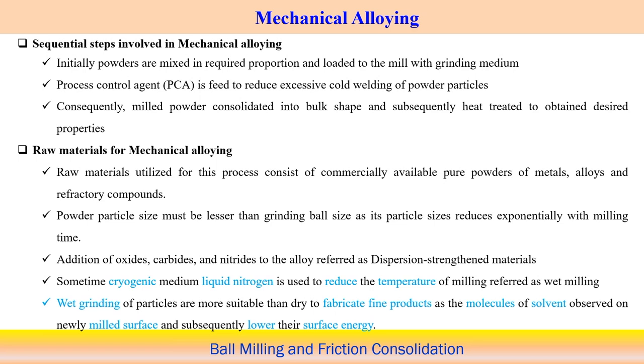Now, the raw materials for mechanical alloying. Commercially available pure powders of metals, alloys, and refractory components are usually used as the raw materials associated with the mechanical alloying system. Here the powder particle size must be less than that of the grinding balls. Definitely the powder particle size should be lower than the grinding ball size, and the particle size actually reduces exponentially with the milling time.